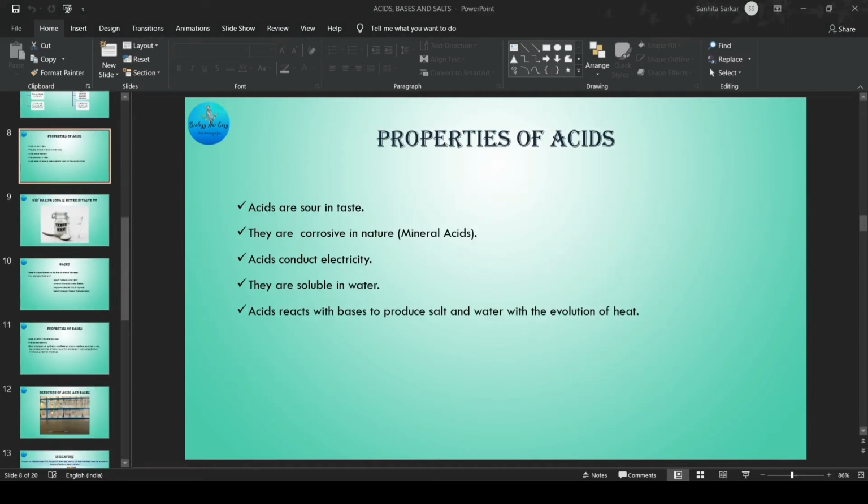Let's talk about the properties of acids. Acids are sour in taste. They are corrosive in nature, especially mineral acids, which means if one drop of these acids falls on your skin, it will burn your skin. Acids conduct electricity. They are soluble in water, that is, they get mixed with water easily. Acids react with bases to produce salt and water with the evolution of heat. It is also known as a neutralization reaction.